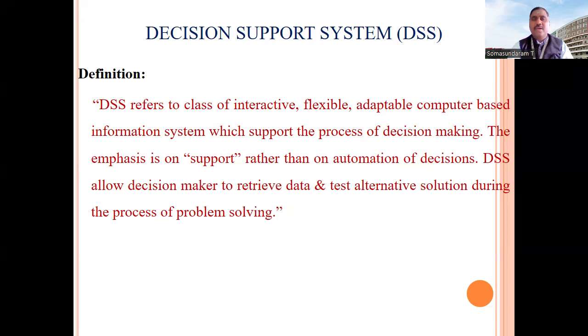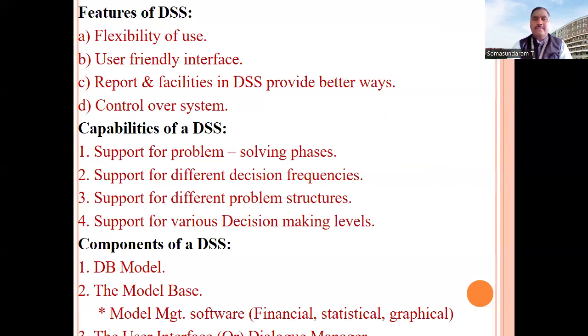So it's a very flexible, adaptive, and interactive software system which helps companies in supporting their decision making process. That is a DSS, decision support system. Here we can discuss the features as well as the competency and capabilities of decision support system. It's very flexible to use.